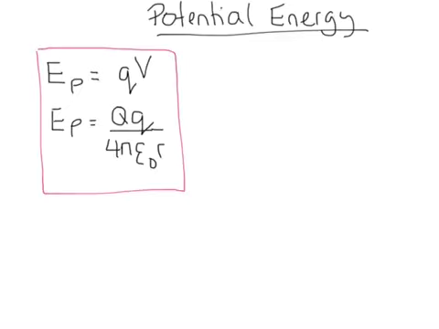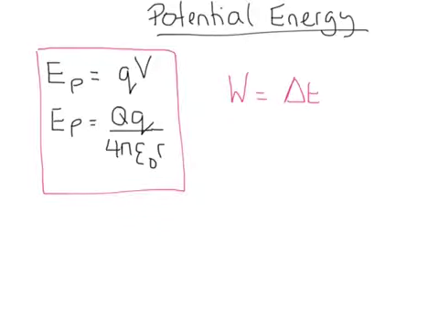So potential energy is the charge moving in the field multiplied by its potential at the point it's at. And in terms of radial fields, the potential energy is the charge that creates the field multiplied by the charge travelling in the field divided by 4 times pi times the permittivity of free space times the distance between those charges.